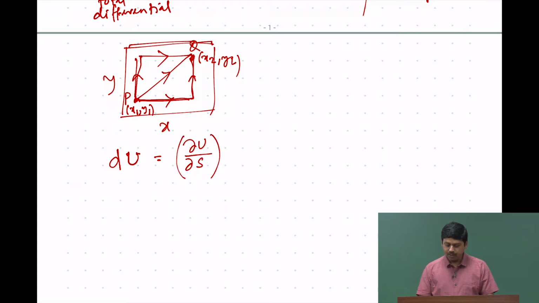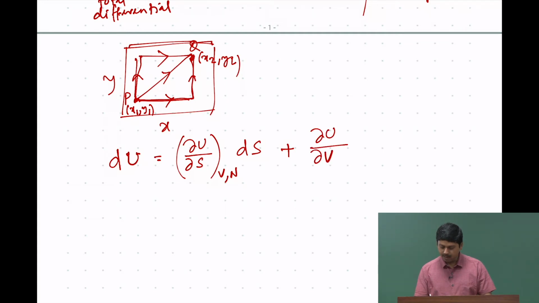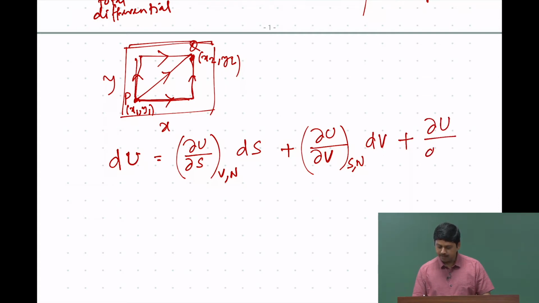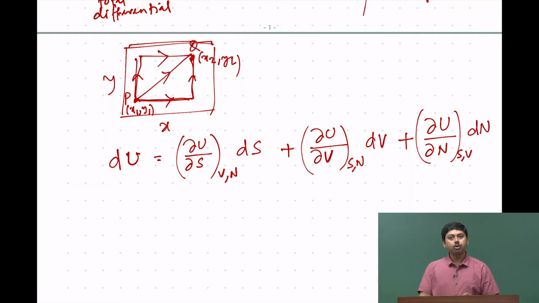So, I can write du = (∂u/∂s) at fixed v and n ds, where ds is the change in s, plus (∂u/∂v) at constant s and n dv, plus (∂u/∂n) at constant s and v dn. These constants are absolutely important, because unless we hold them constant, we are not going to get anywhere.